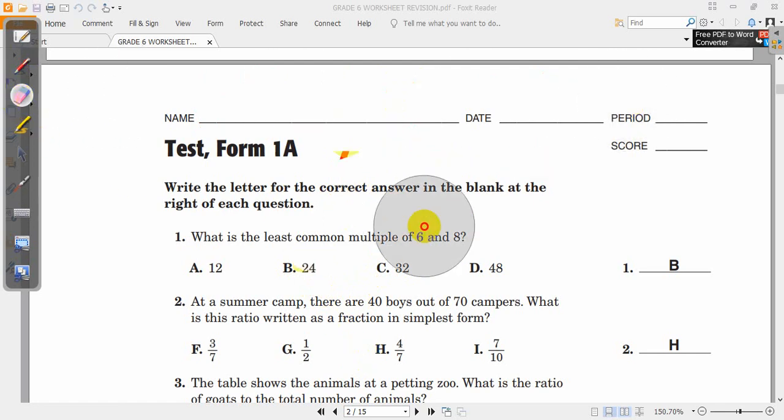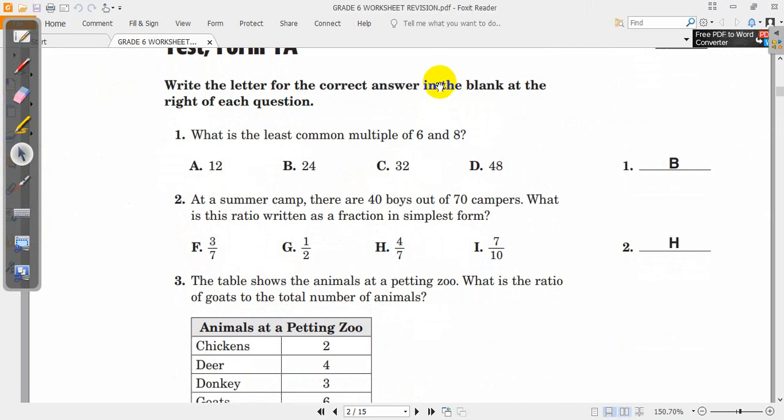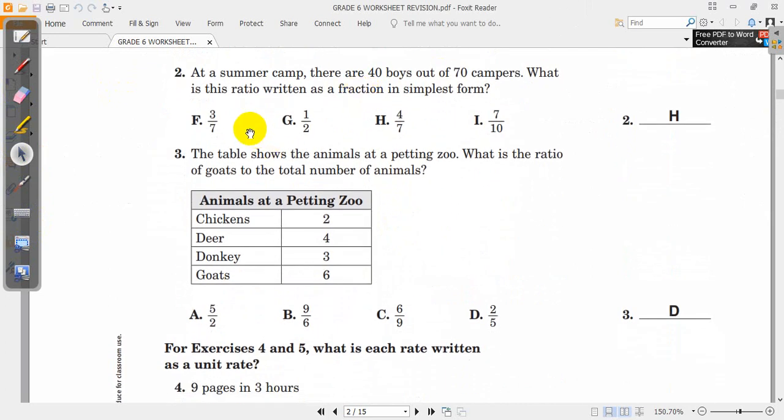Let's go to number 2. At number 2, at the summer camp there are 40 boys out of 70. So he needs this ratio as a fraction in the simplest form. I said 40 boys out of 70, so it's 40 over 70.